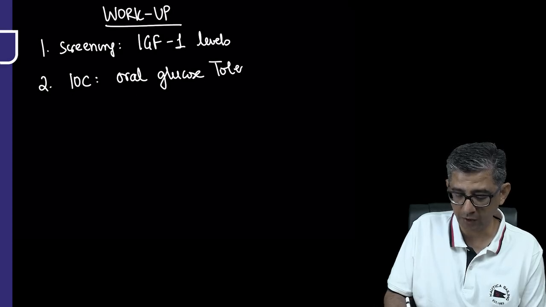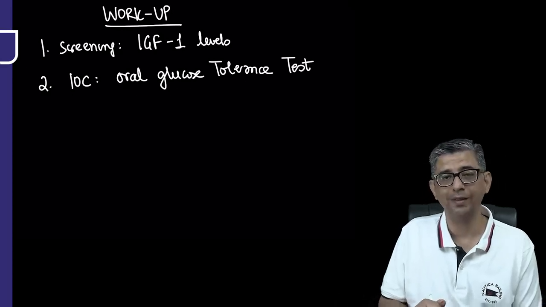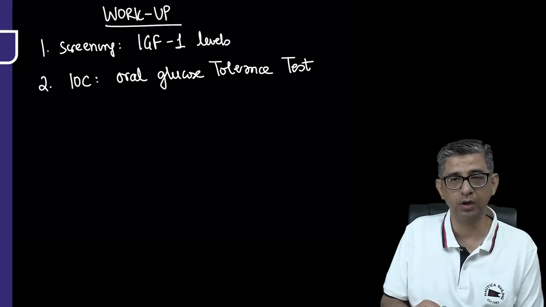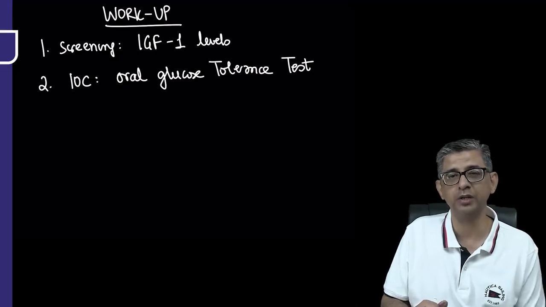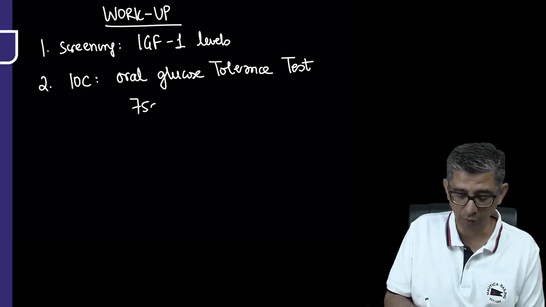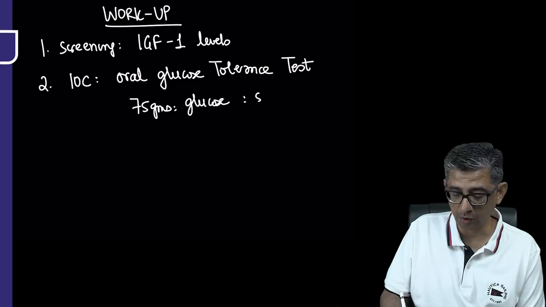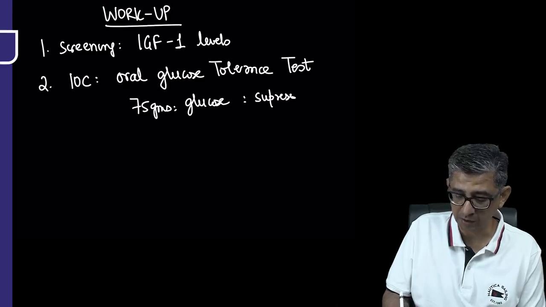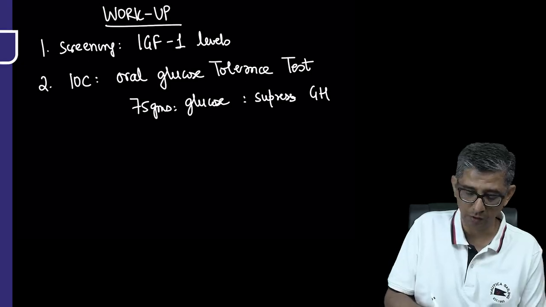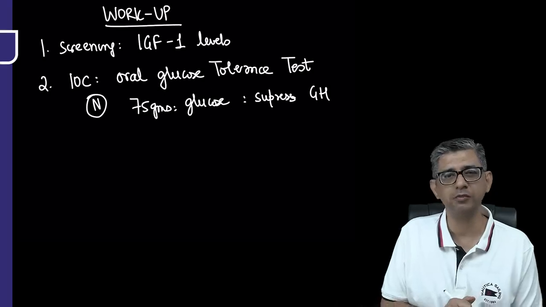It looks surprising when you read this information for the first time, but it is definitely true that growth hormone tends to increase the value of sugar. But if you administer 75 grams of glucose to a normal individual, then glucose in a normal individual should suppress the production of growth hormone.